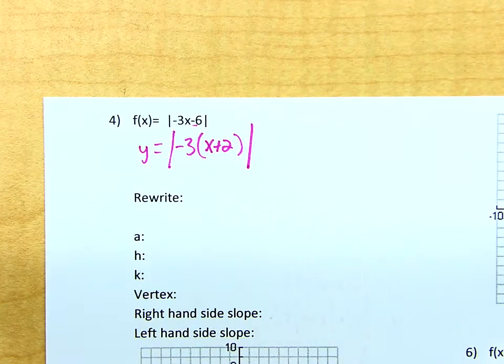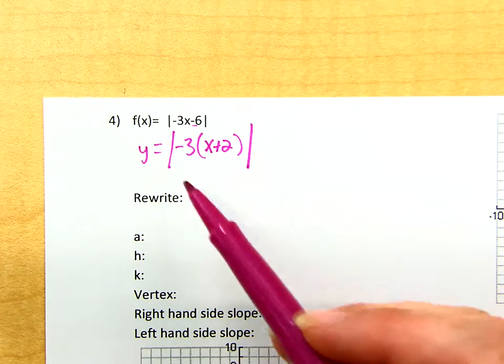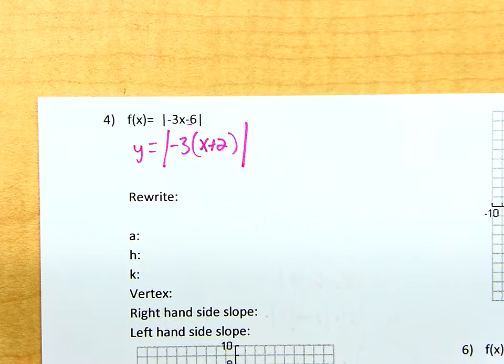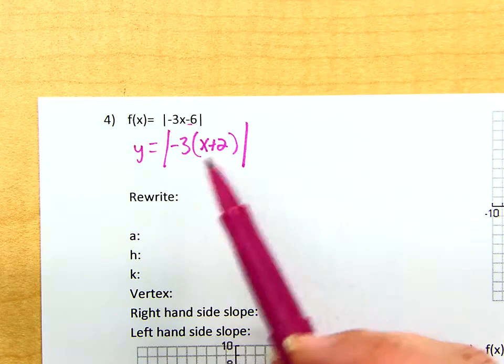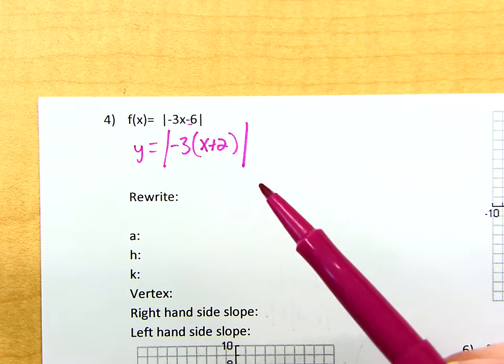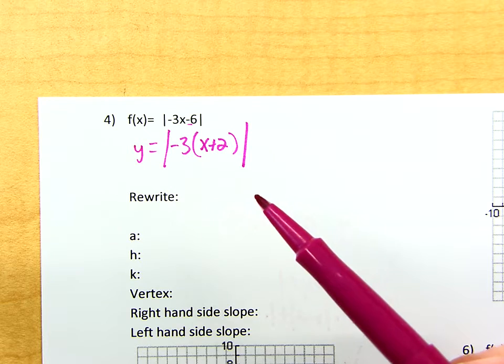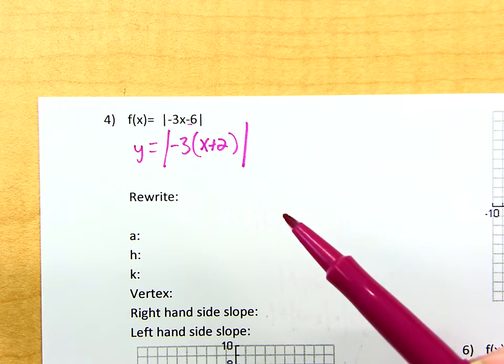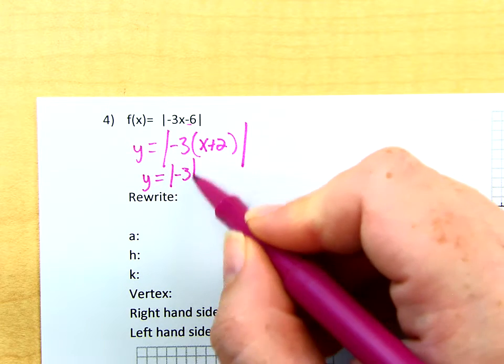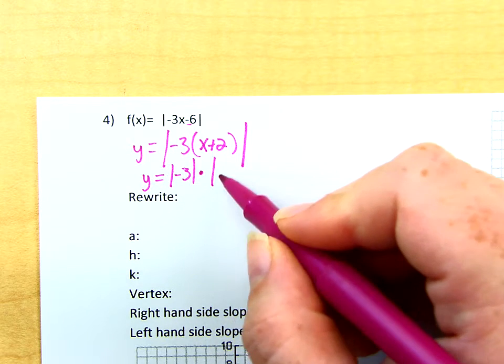And ladies and gentlemen, if you're not very good at that, you can always go back and double check. Redistribute that negative 3 and make sure it gets you right back to where you were. But you always want that coefficient of x to be a 1. Now, we can break this apart just like I did the last one. So check this out. We're going to take the absolute value of negative 3 times the absolute value of x plus 2.